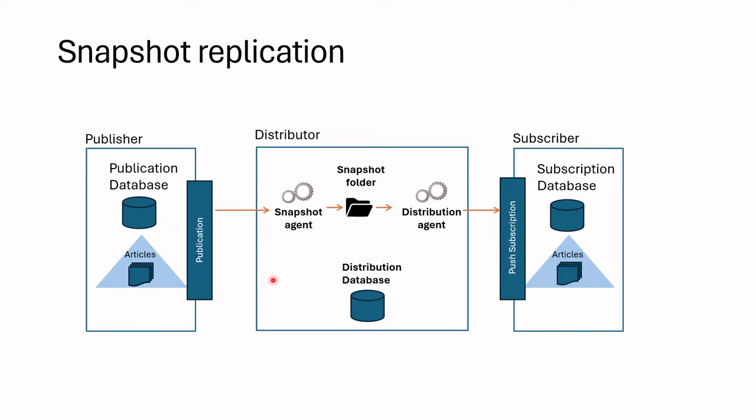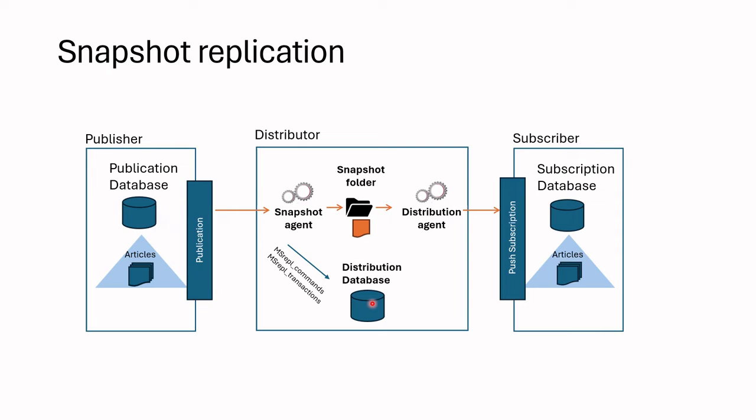The snapshot agent takes a shared lock on this article in the publisher and generates snapshot files for this article. These snapshot files are then placed in the snapshot folder in the distributor. Then locks are released from the publication article. Okay? Also, it records MSrepl_commands and MSrepl_transactions to the distribution database. These are metadata about the snapshot files.